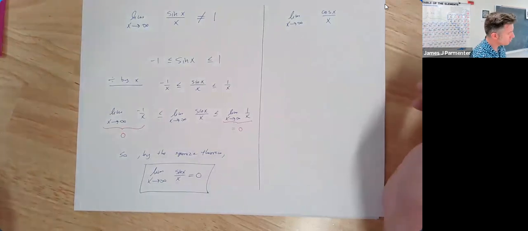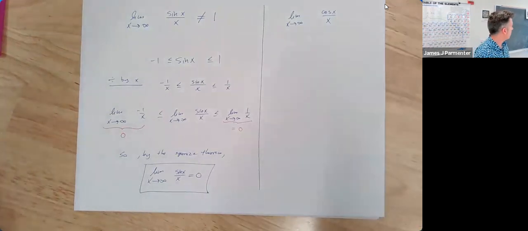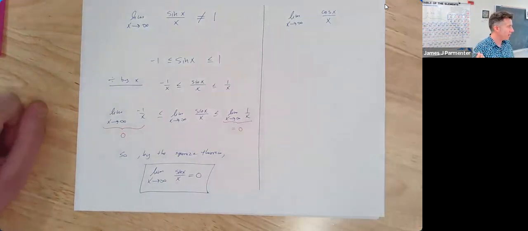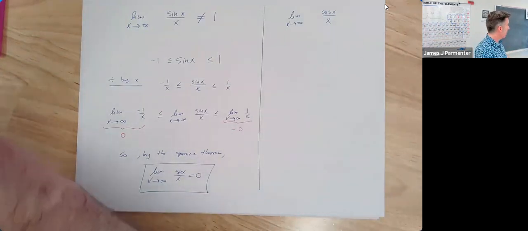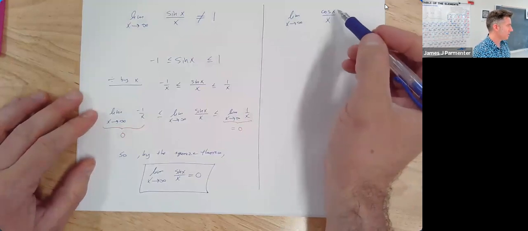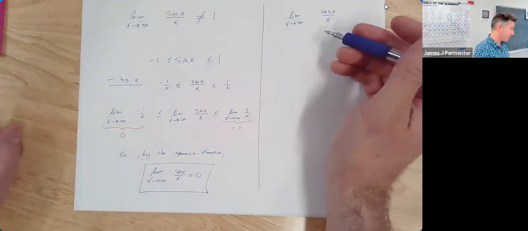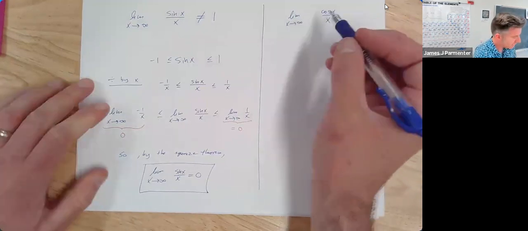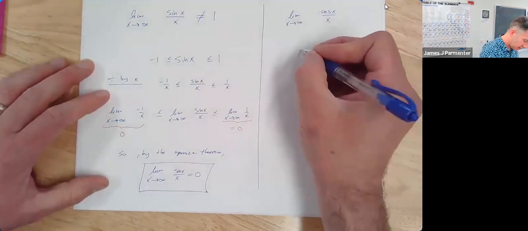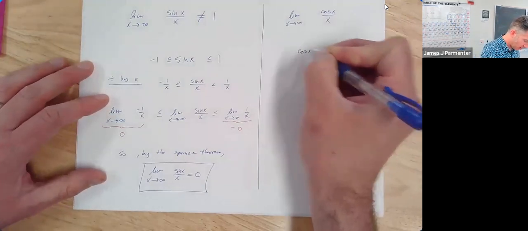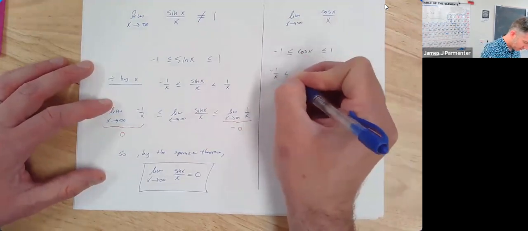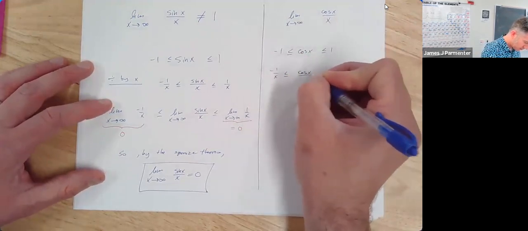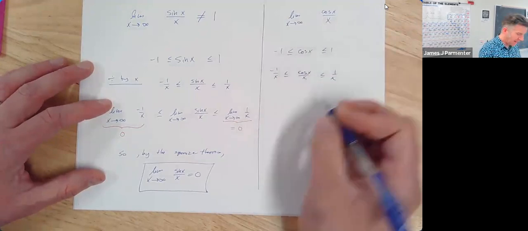So this is usually what I think about when I see a limit where I have a sine or cosine, specifically sine or cosine, and the inside of the sine or cosine is getting infinitely large or negatively infinite. I would do the exact same thing here. I would say, okay, great. Cosine x is between 1 and -1. Divide everything by x.